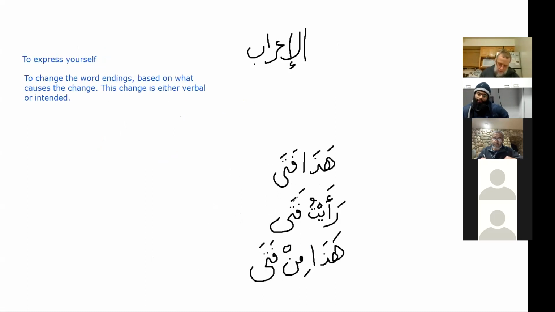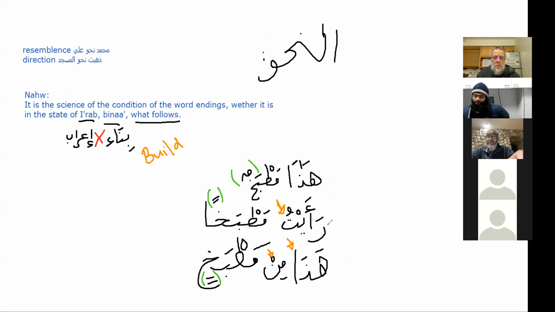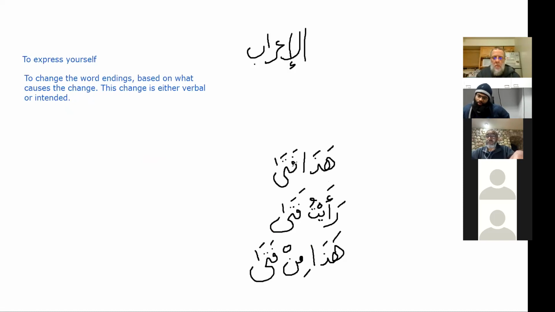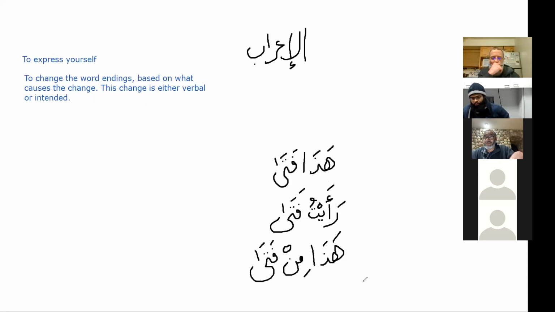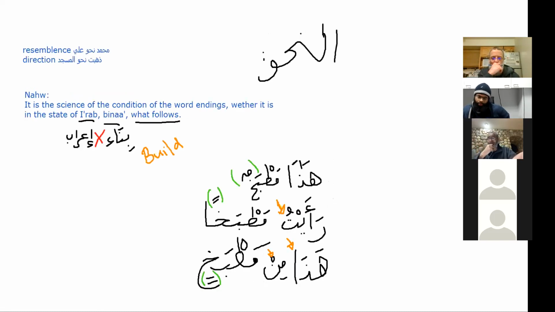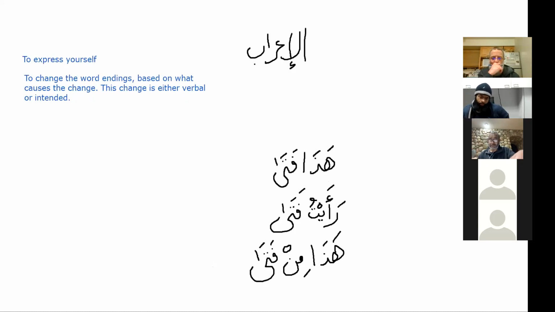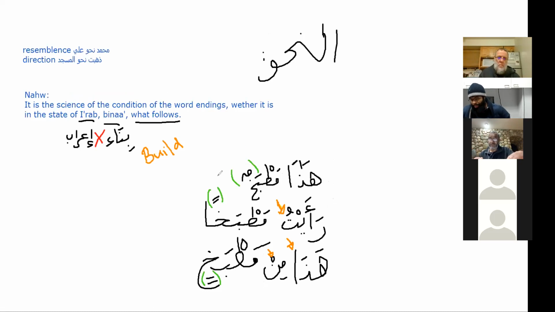But in this example, fata, fata, fata, it's the same. Fata is the same as this fata. You guys with me or not? هذا مطبخ, the same. هذا فتى. Same sentence, but I replaced مطبخ with فتى. رأيت مطبخا, رأيت فتى. هذا من مطبخ, هذا من فتى. I just replaced مطبخ with فتى. So if it's in the same sentence, with the same meaning and the same placement, it should have the same i'rab. Same placement, same i'rab.